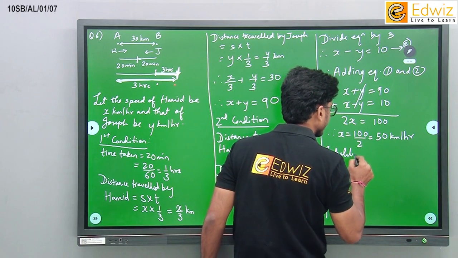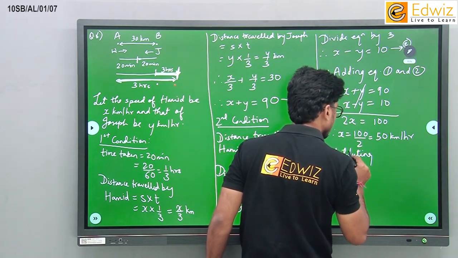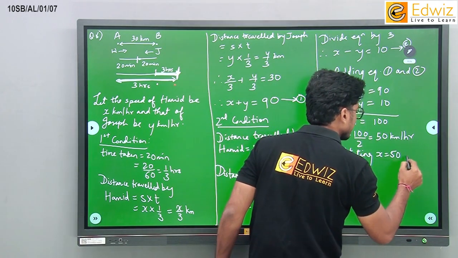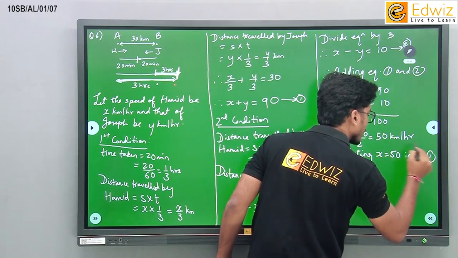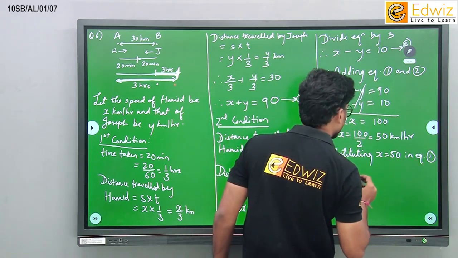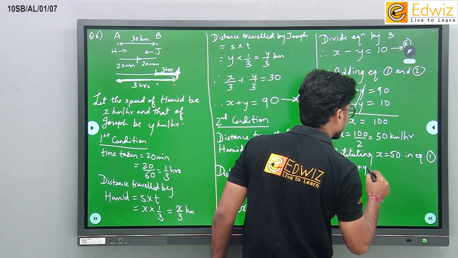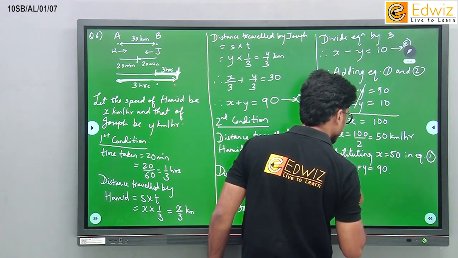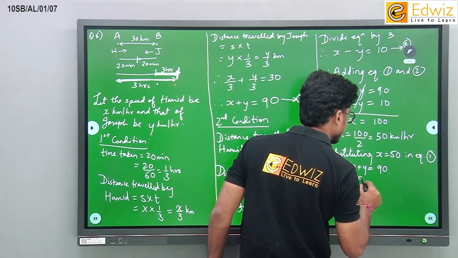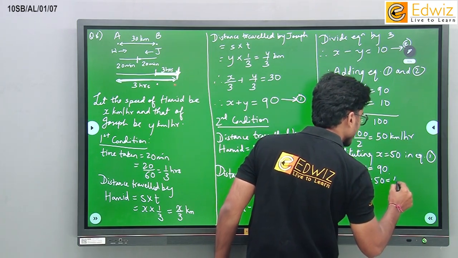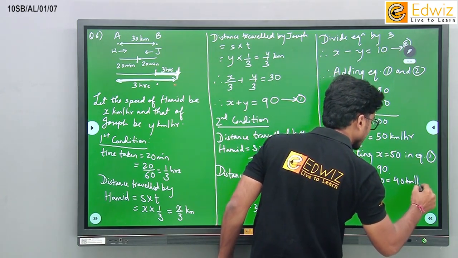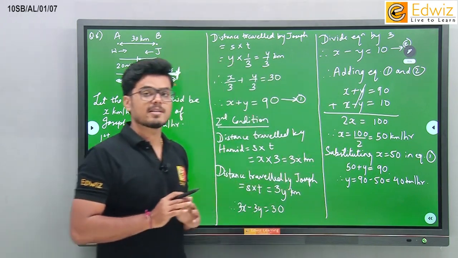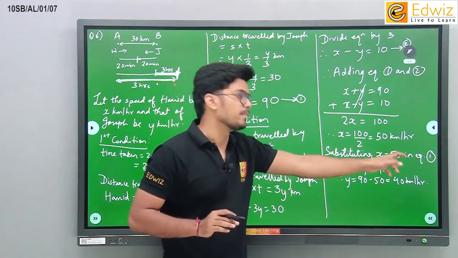Substituting x equal to 50 in equation 1. x plus y equal to 90 मतलब 50 plus y equal to 90. That means y will be 90 minus 50, that is 40 किलोमीटर पर आवर. ठीक है, तो ये उन दोनों का स्पीड है. जोसेफ का 40, हमीद का 50.